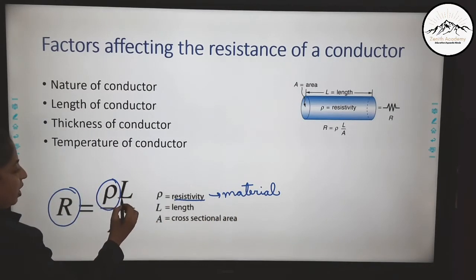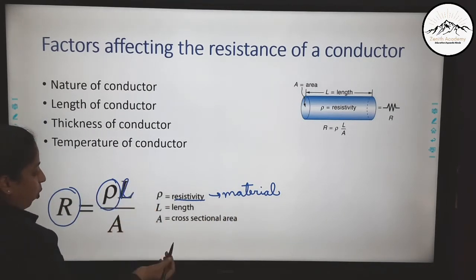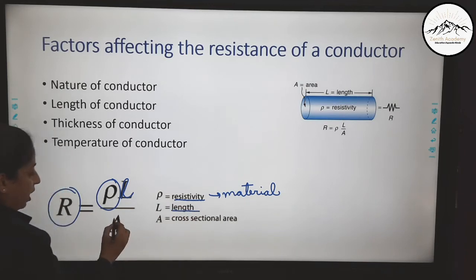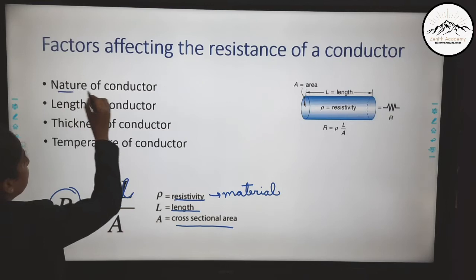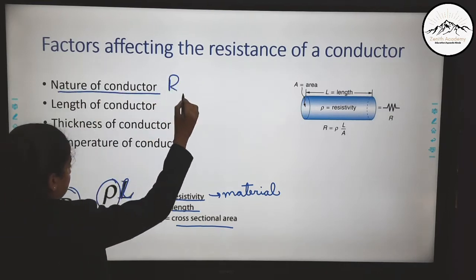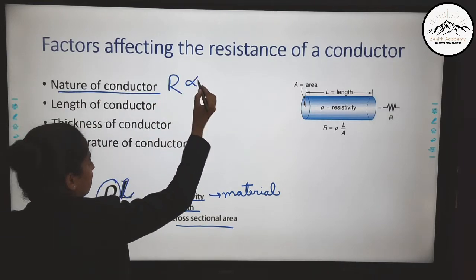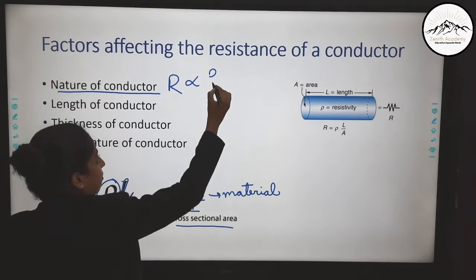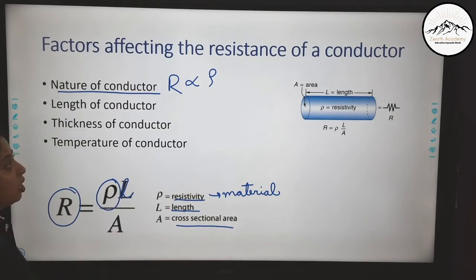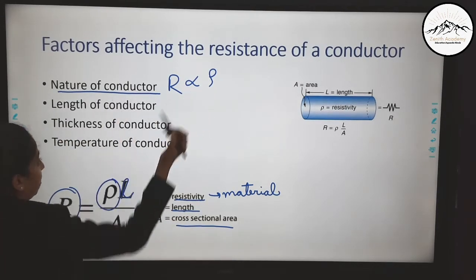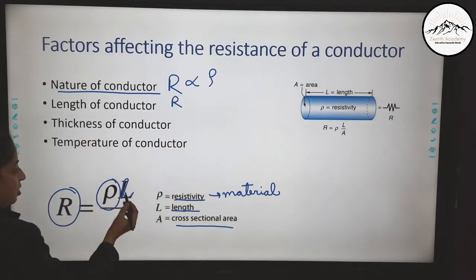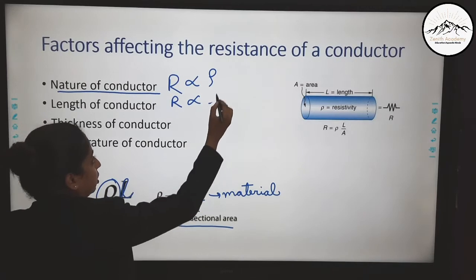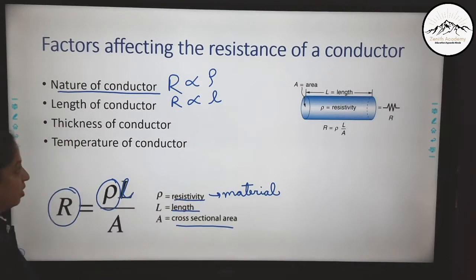Then this L is the length, you can write small l also, and A is the area of cross section. So we can say, with this equation, that resistance is directly proportional to this resistivity, which depends on the material. So all the different materials have different resistivity. Then you can see from the formula that resistance is directly proportional to length. So the length increases, resistance increases.